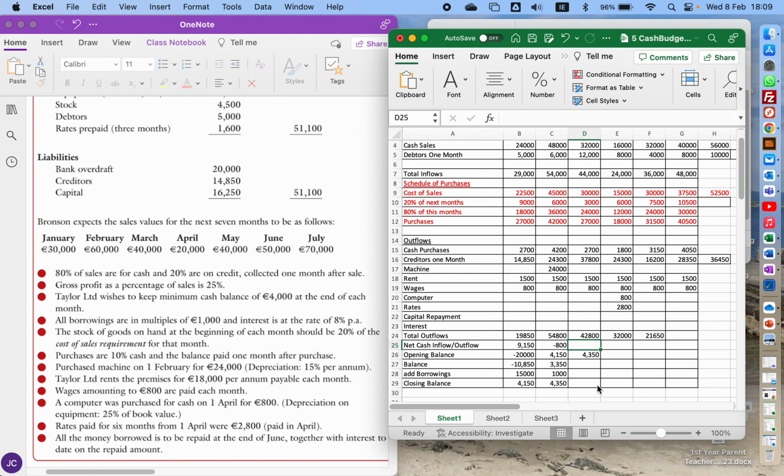So I'll do my net cash again. So I'm just going to copy the formula from here for those 2 months, and I'll copy the formula from there, and I'll copy the formula from there.